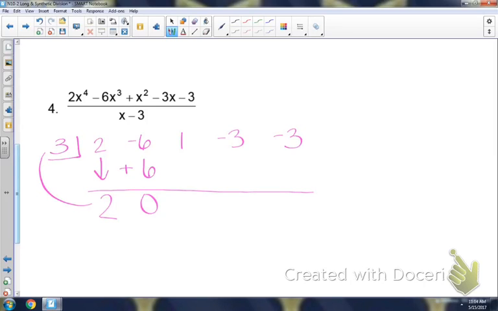And then multiply. 3 times 0, we get 0. 1 plus 0 is 1. 3 times 1 is 3. -3 plus 3 is 0. And 3 times 0 is 0. So we end up with -3 there. Remember that last one is your remainder.